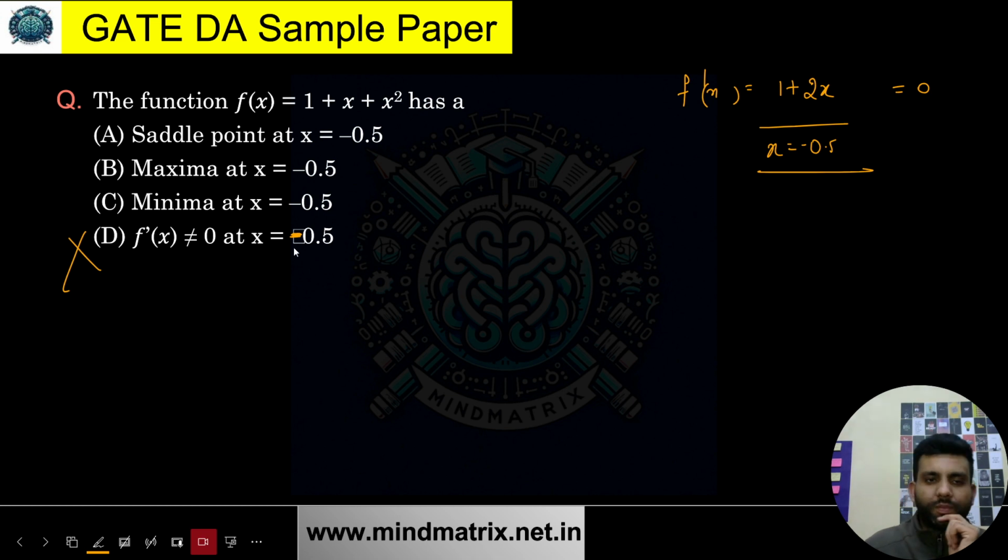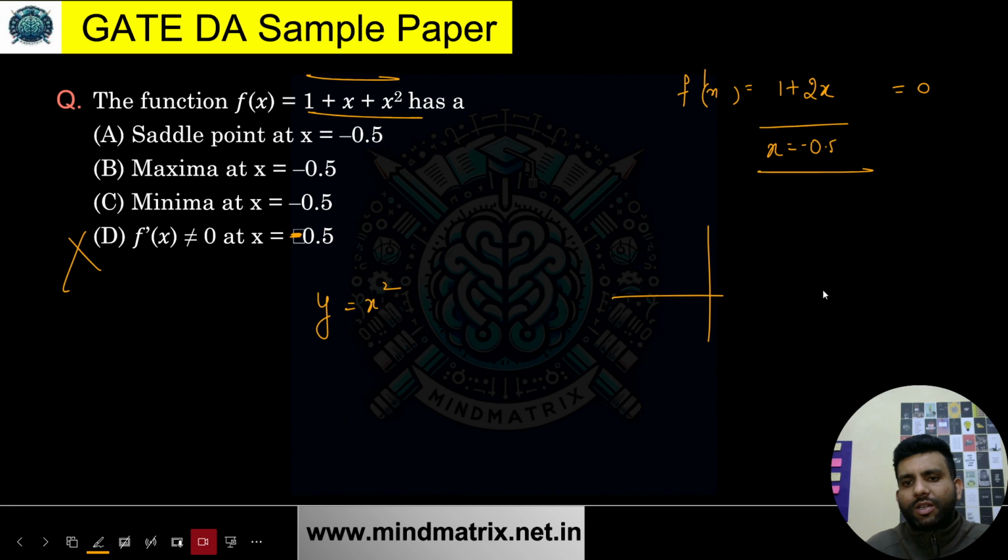Now, if I just simply try to draw this graph, what exactly would it be like? If you know y equals x square, how do we draw this? Y equals x square is nothing but something like this. Okay, just remember this.